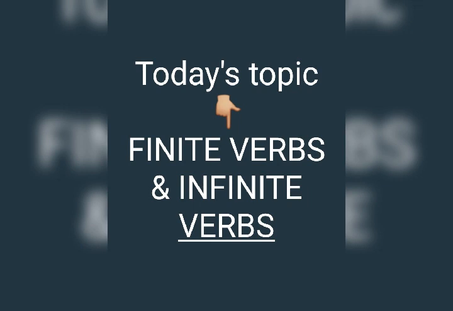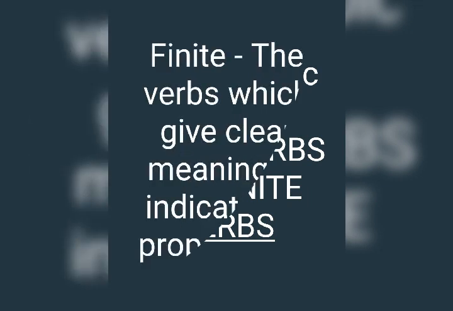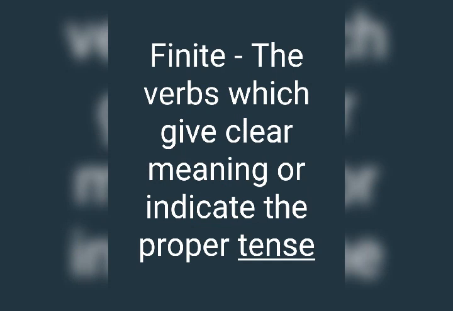Finite verbs are V1, V2 and V5. V1 means the base or root form of the verb, V2 the past form, and V5, V1 plus the suffixes S or ES. For example, we study well. Here, study is the finite verb, V1.